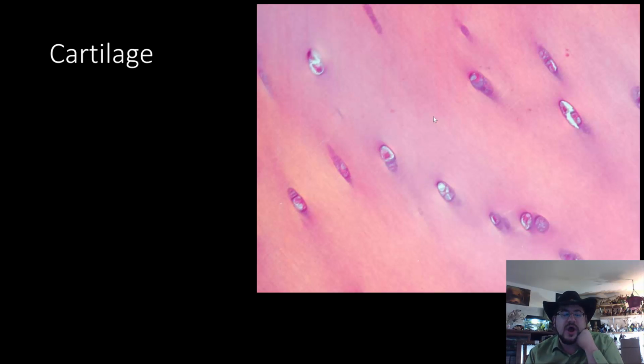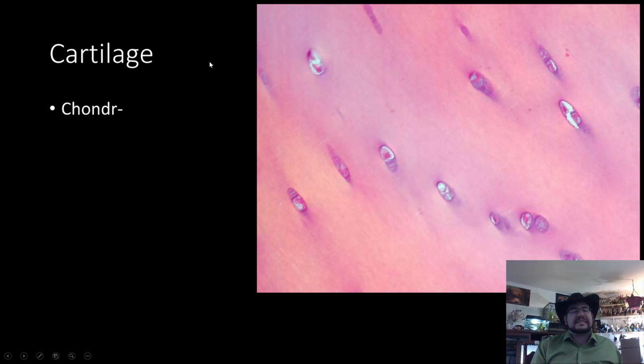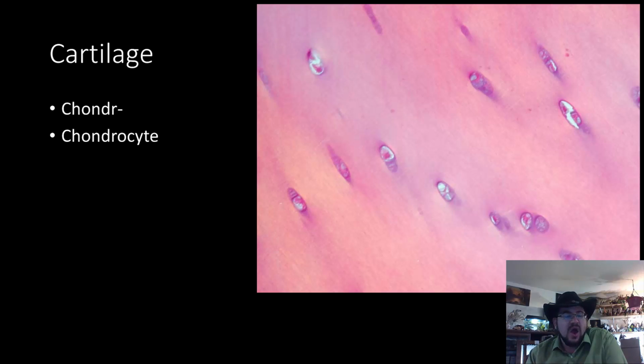Next up is cartilage. When we talk about cartilage, the big prefix to know here is chondr. Chondr is the prefix that literally refers to cartilage. Any word beginning with chondr is referring to cartilage. So chondrocyte is a cartilage cell, and we see them right here.